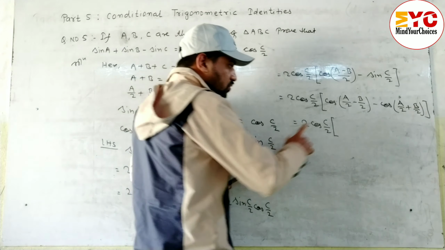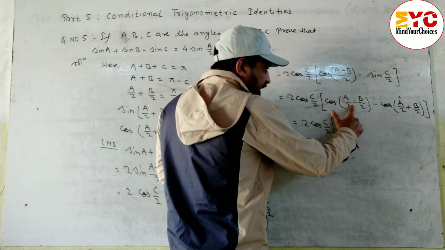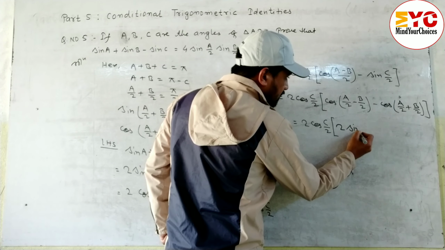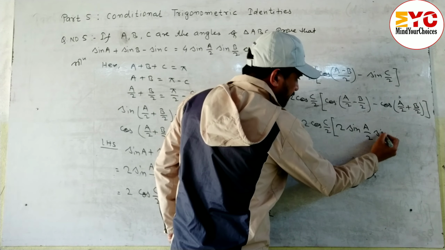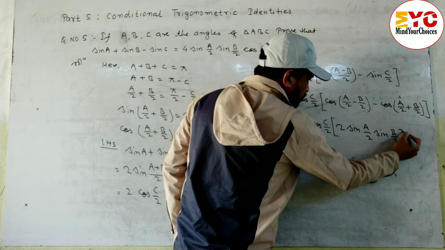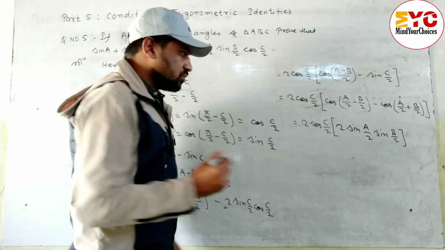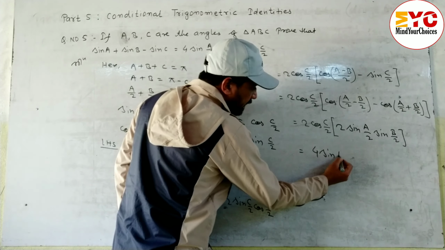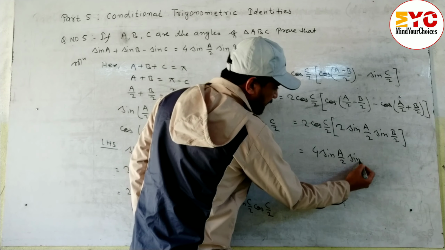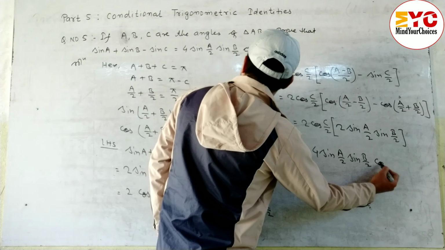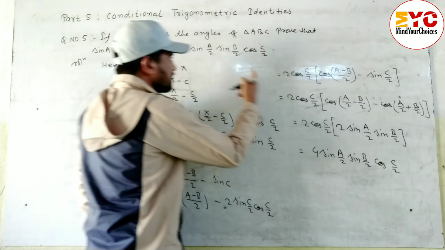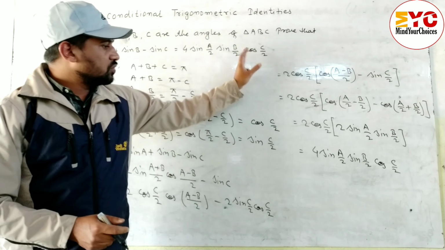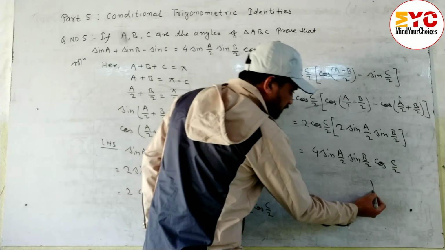So I'm going to use the formula cos A minus B minus cos A plus B equals 2 sine A sine B. I think this formula is very easy to use here. You have to learn it. Now multiplying 2 into 2, we get 4 sine A by 2 sine B by 2 cos C by 2, which is the RHS. We have proved 4 sine A by 2 sine B by 2 cos C by 2. RHS proved.